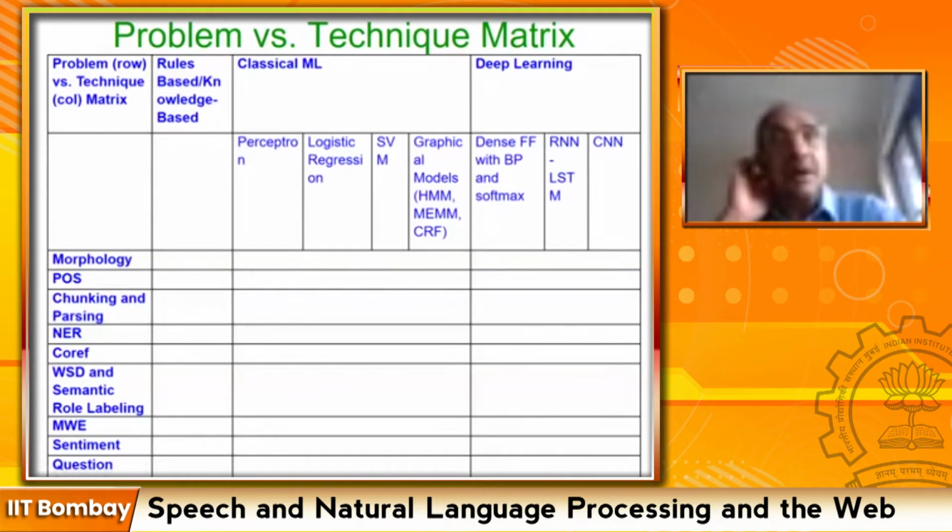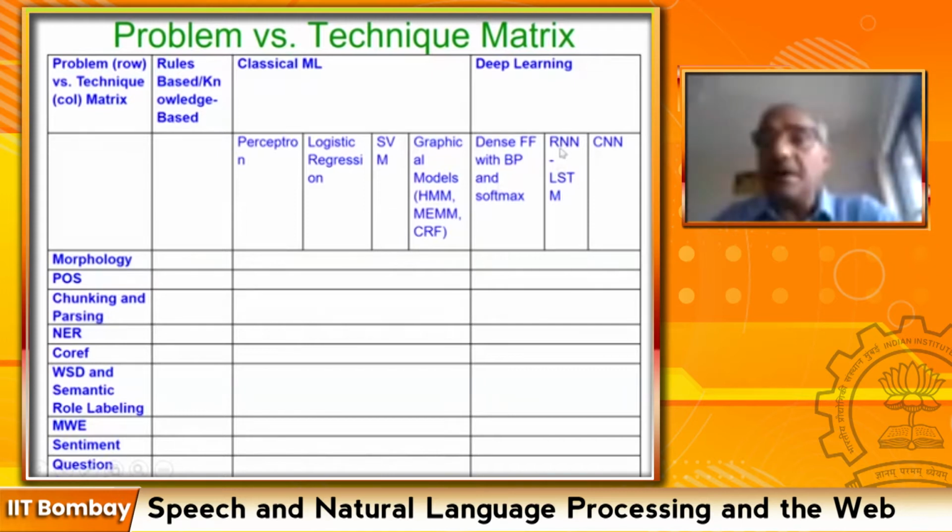And recall at this stage that a large number of NLP problems are of the sequence labeling kind, because language is expressed in terms of sentences or sequences of words, and many things are done on sequences of words. And finally, on the technique axis, the last column is on deep learning, where you have the dense feed-forward network with backpropagation and softmax. This is the classical multi-layer neural network.